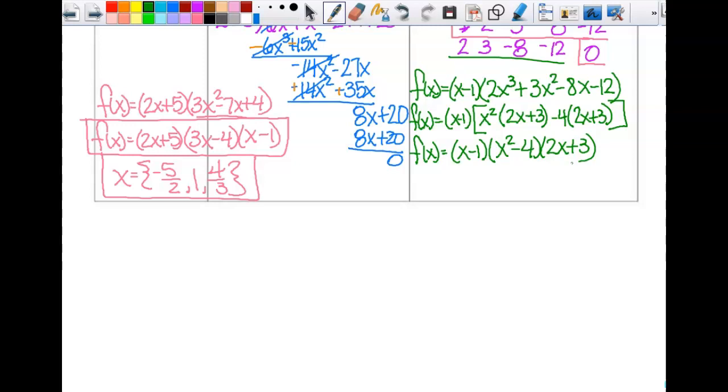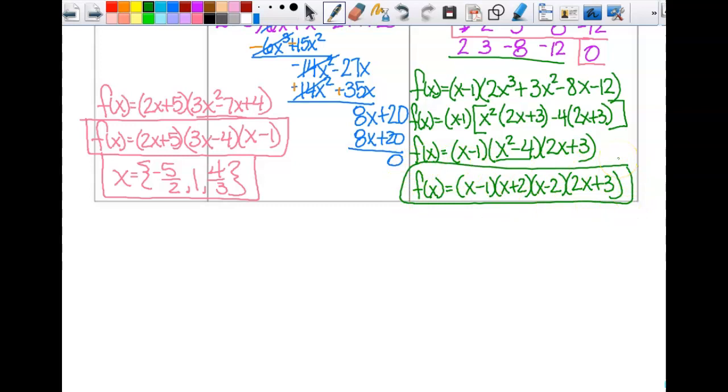Can I factor that some more? Yes, because I have a difference of squares right here, right? So one more time. f of x equals x minus 1 times x plus 2 times x minus 2 times 2x plus 3. Now that thing is completely factored. Then I need to get my zeros. So x equals, let's see. I have this 2 and a -2, so I can say plus or minus 2, and then -3/2, and then 1. You don't have to do plus or minus. You could write them both out. It doesn't matter either way.